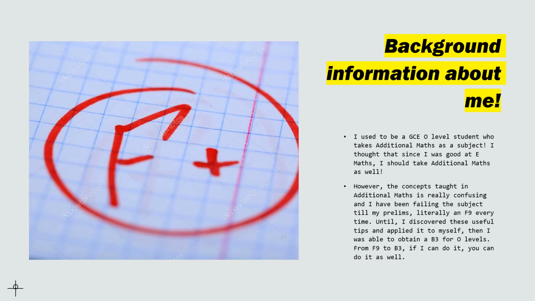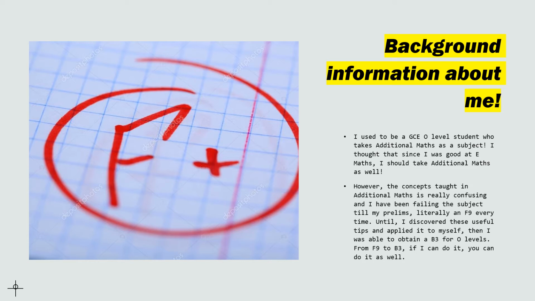So I thought, maybe I should take additional math as a subject as well, to leverage on the genius that I have. But the hard truth that I found out is that the concepts taught in additional math are really confusing. It got me perplexed for about a year and a half, and I was failing the subject till my prelims in my final year. I literally got an F9, really an F9. I was at 20 to 30% all the time for my semester exams.